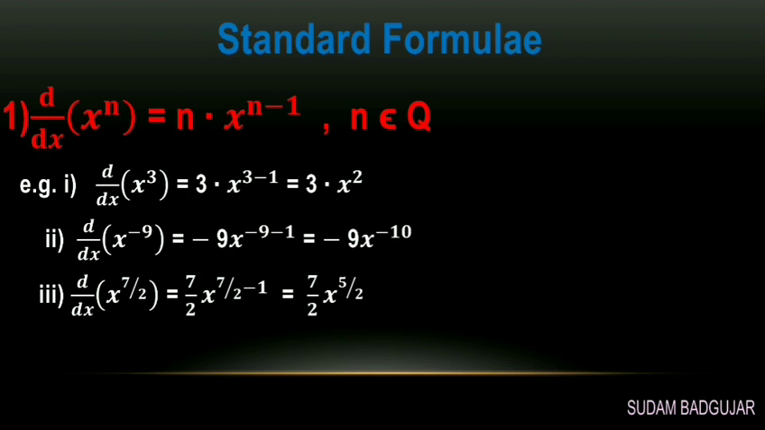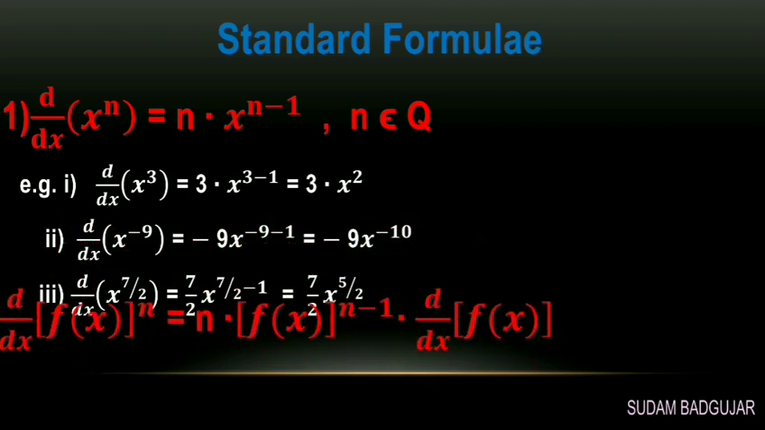One more example, derivative of x raised to 7 by 2. Here the powers are different. First is natural, second integer, and in the third example it is rational. So, the third example is derivative of x raised to 7 by 2. It becomes 7 by 2 into x raised to 7 by 2 minus 1, means 7 by 2 into x raised to 5 by 2.